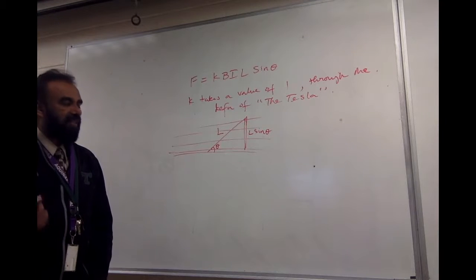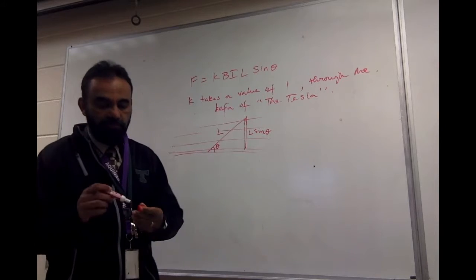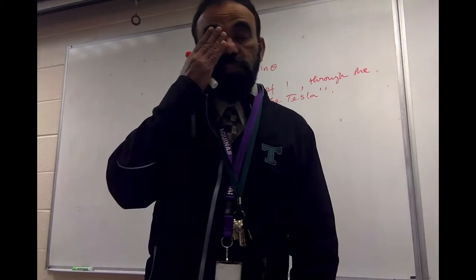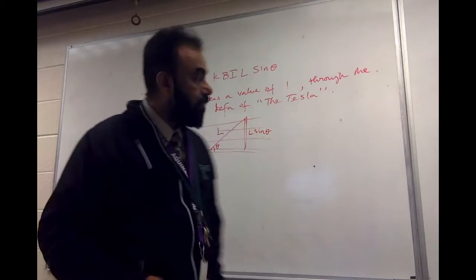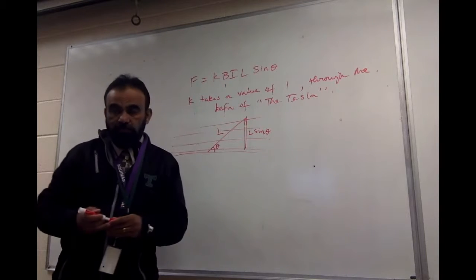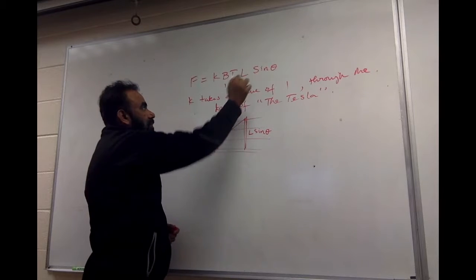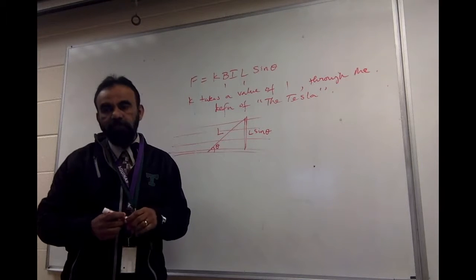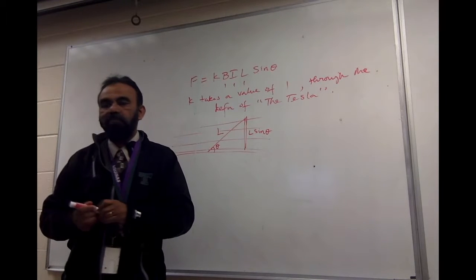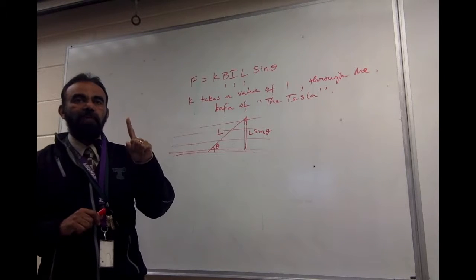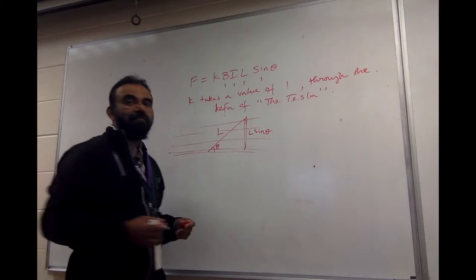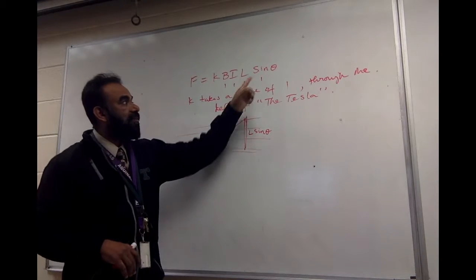So what is the definition of Tesla? You can write that down. The magnetic field is said to be 1 Tesla when a conductor of length 1 meter, carrying a current of 1 ampere, is placed perpendicular to the magnetic field, which means at 90 degrees. So sine 90 becomes 1.